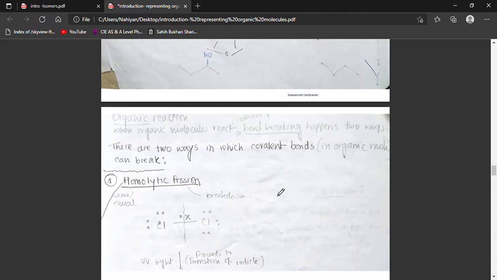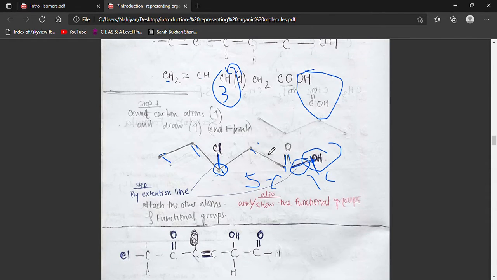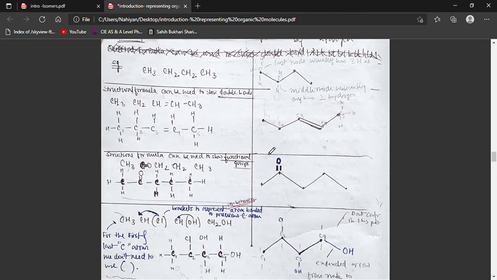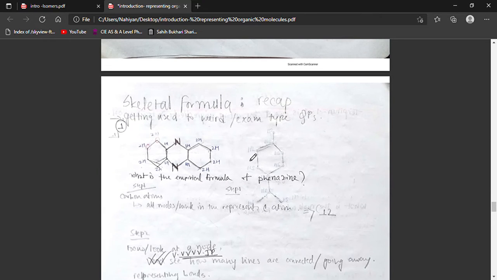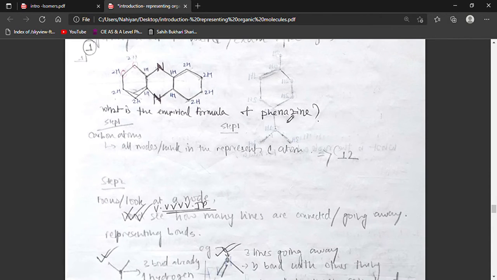So moving on to a hard question. We were doing this in the previous video, so we won't be talking about this in this class. So moving on, we have this question. The question is, find the empirical formula of phenazine.